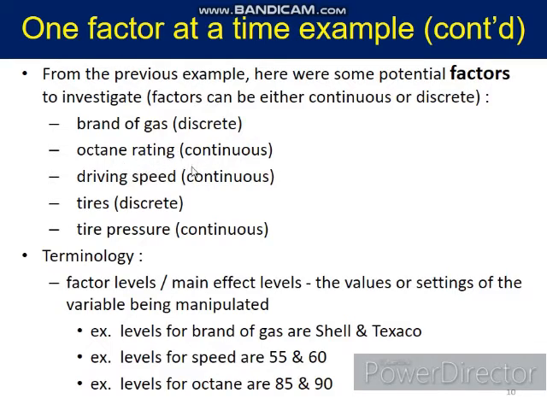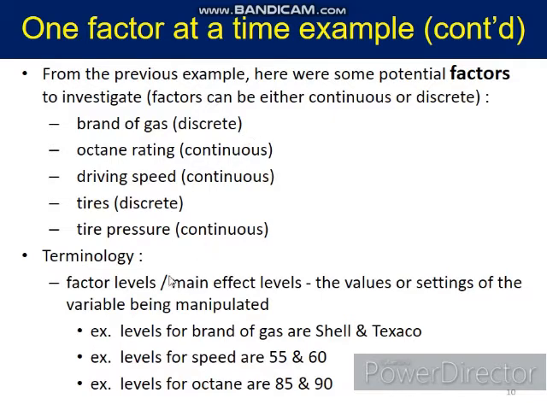Octane rating can be continuous, driving speed continuous, tire discrete, so this is talking about type of tire, which is discrete, but when we talk about tire pressure it is continuous. So these are some of the factors that we have considered just now. And again, you have to remember that the factors can be discrete and can be continuous.